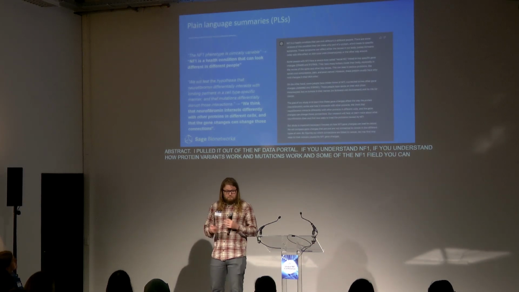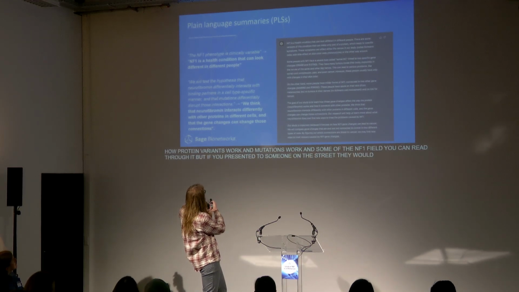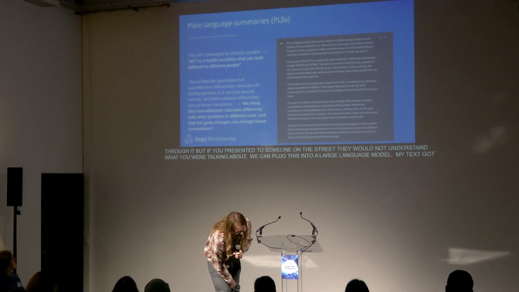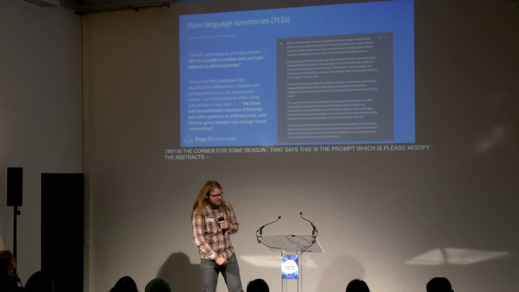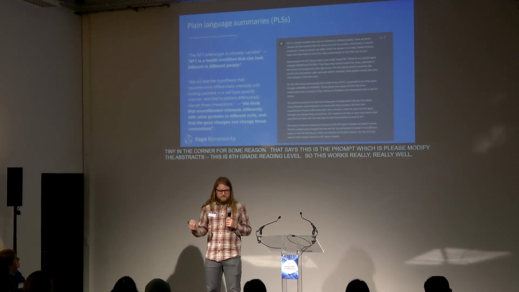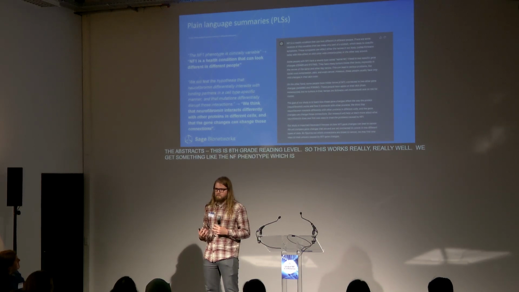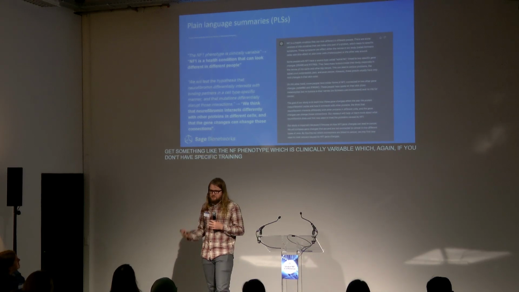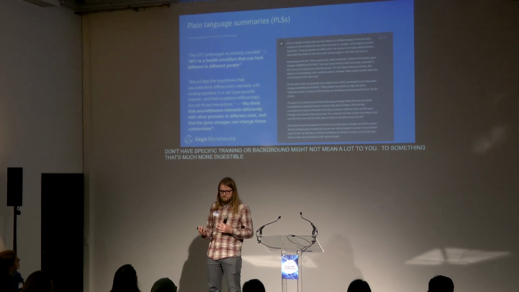And so we can plug this into a large language model. My text got really tiny up there in the corner for some reason, but that says, this is the prompt, which is please modify the abstract so that it is 8th grade reading level or 6th grade reading level. And this works really, really well. We get something like the NF phenotype, which is clinically variable, which, again, if you don't have specific training or background, might not mean a lot to you, to something that is much more digestible to a broader audience. So NF1 is a health condition that can look different in different people.